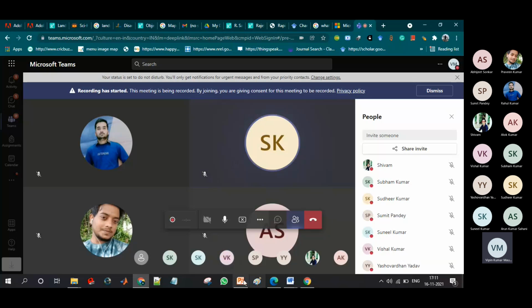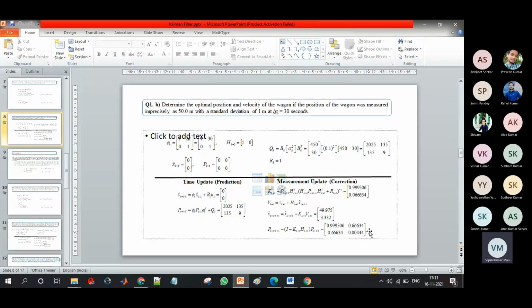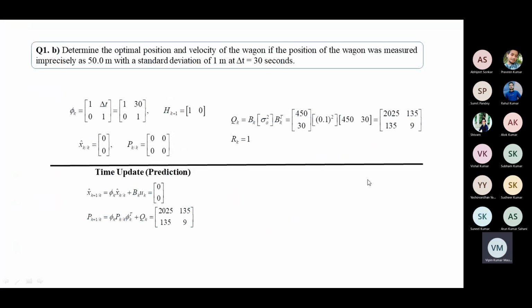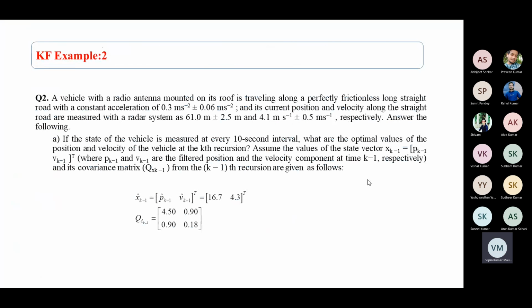Okay, so that was the first one. Let's look at the second one. Okay, now read this question.